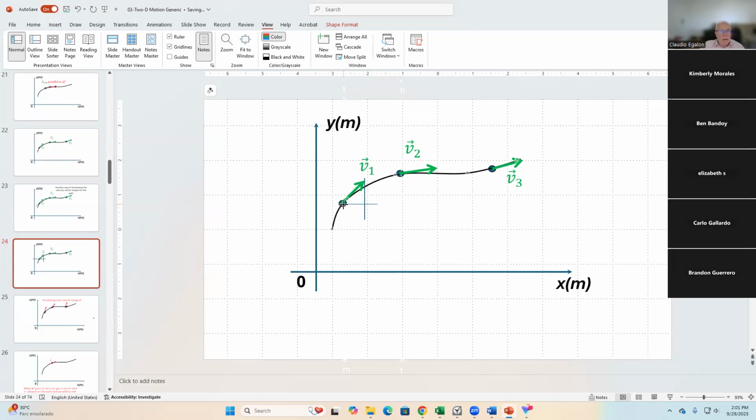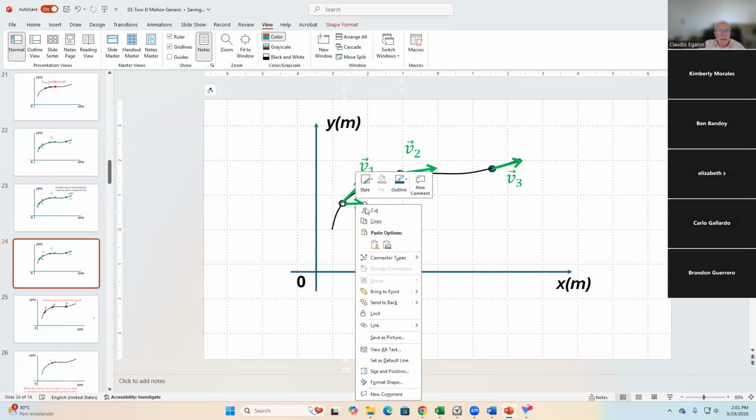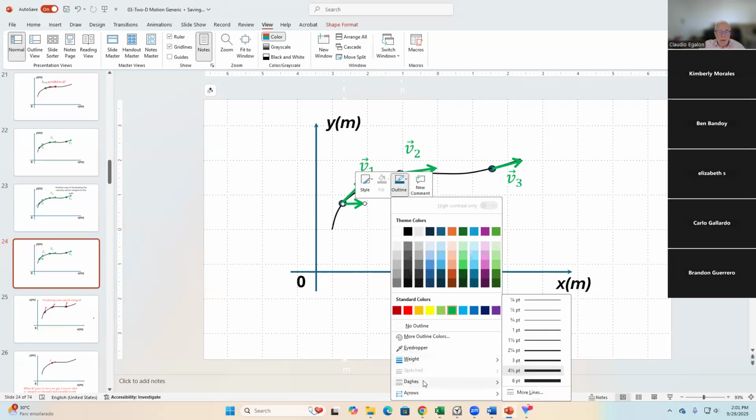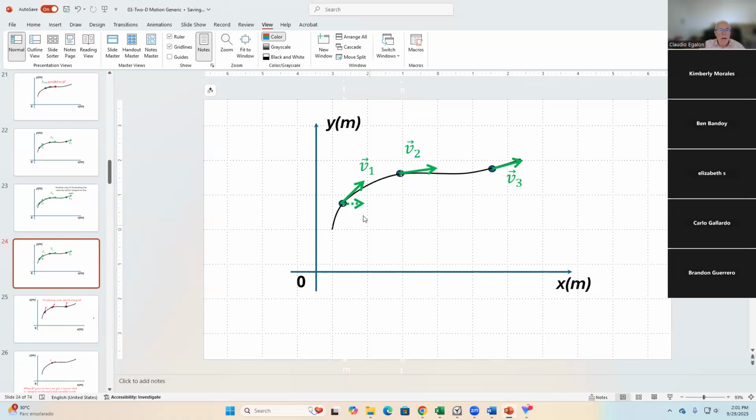We don't need to do that. I'm complicating too much. Let me do it simpler, okay? I'm just gonna draw the x and y components of the vector. Here you go. Here's the x component of the vector. I'm gonna put it dashed. Like that. Yeah, like that is better.